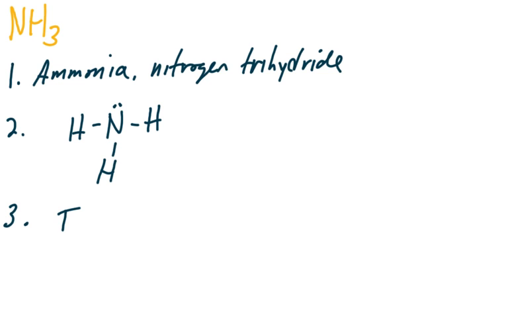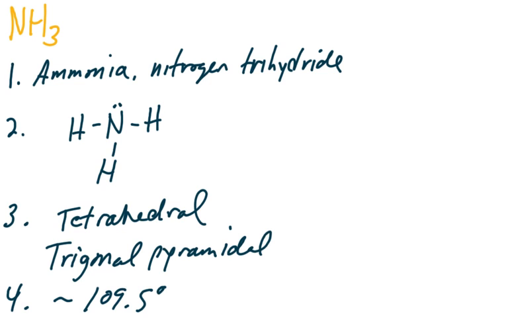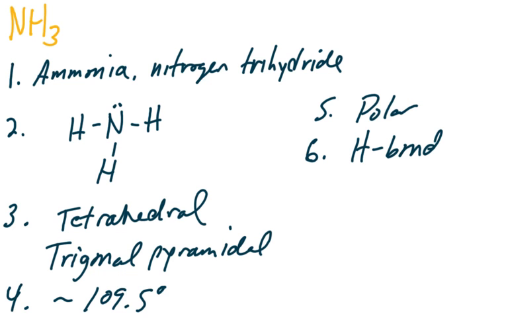The electron geometry is tetrahedral, but the molecular shape is not tetrahedral because of the lone pair. It's trigonal pyramidal. The bond angles would be approximately 109. This is a polar molecule, and it has hydrogen bonding intermolecular forces.